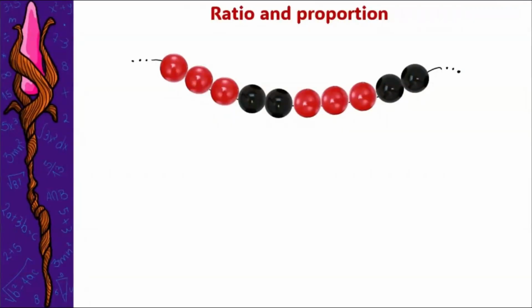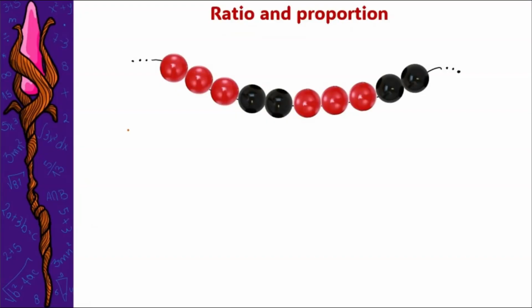Today we're going to learn about ratio and proportion. And this topic is easy to explain through some examples. So let's think about this necklace. This necklace has red and black beads. And do you see these points at the edges? That means that it keeps going, so we don't really know how many beads the necklace has.